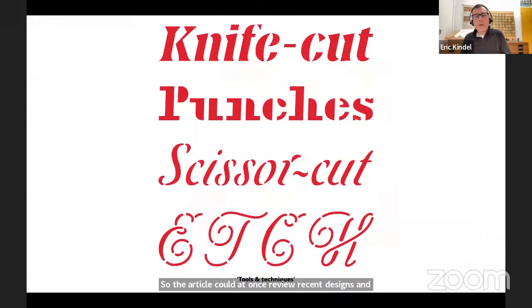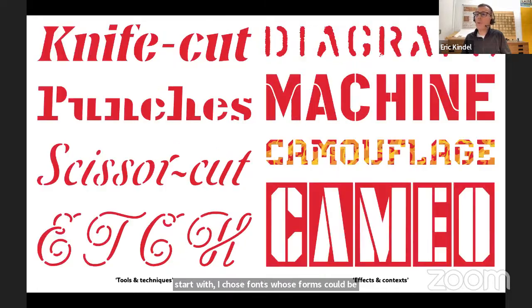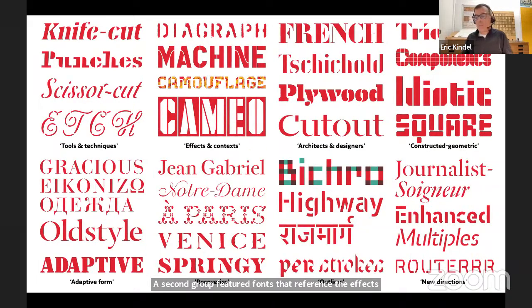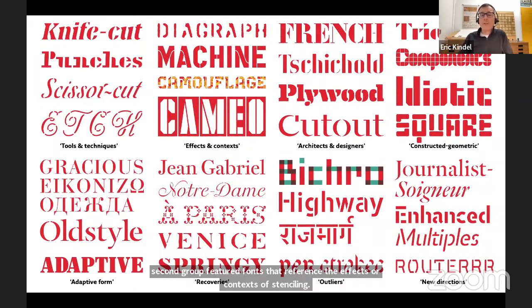The fonts were gathered into thematic groups. So to start with, I chose fonts whose forms could be connected to stencil tools and stencil making techniques. A second group featured fonts that reference the effects or contexts of stenciling. And so on, up to 8 groups whose fonts exemplified 8 themes, which you can see here.